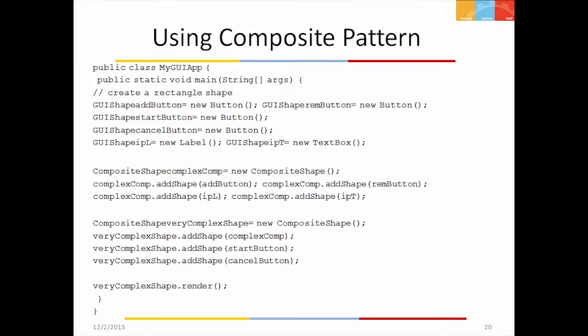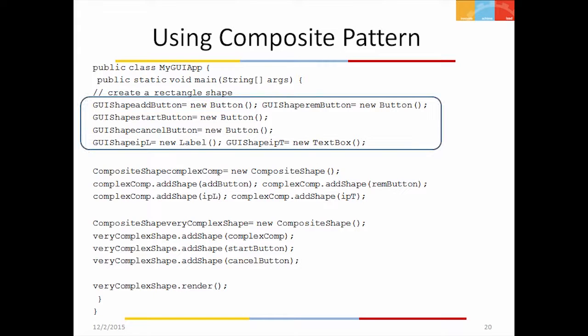So here, this my GUI app, which is the client, is going to use this composite pattern in the following manner. Look at this main method, and there are first 4 set of calls which are going to create the primitive objects. So in this example, I'm creating a button, labels, text boxes, different types of buttons I'm creating: shape remember button, shape add button, start button, cancel button, and so on.